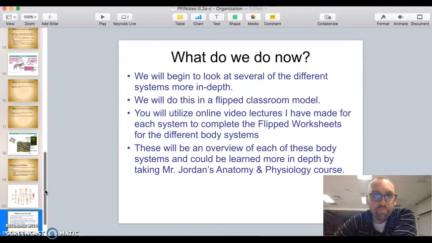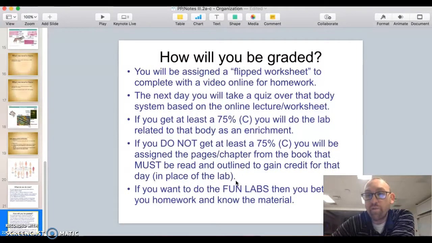And as you can see, this is kind of where I just explained. If you really enjoy this unit, you might think about taking Mr. Jordan's anatomy and physiology class as a junior or senior as an elective, or maybe take AP Bio, where you go even a little more in depth in this class.